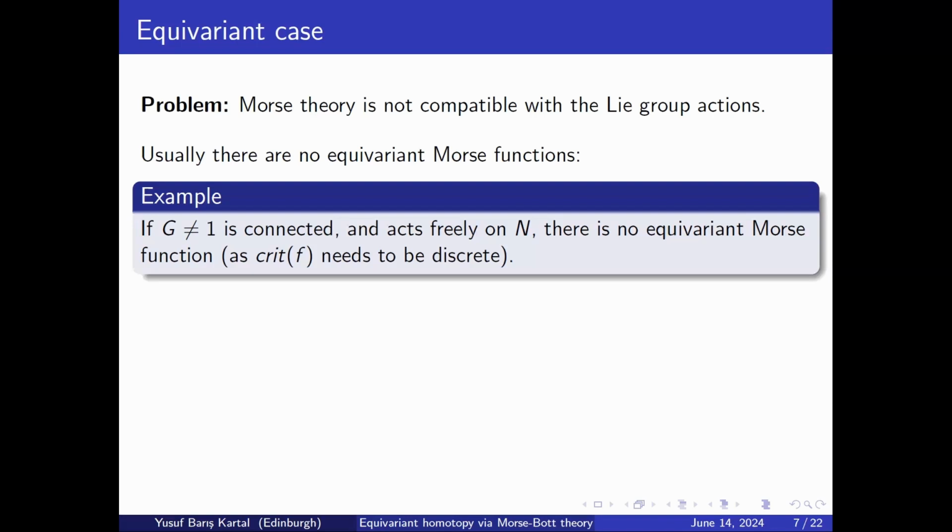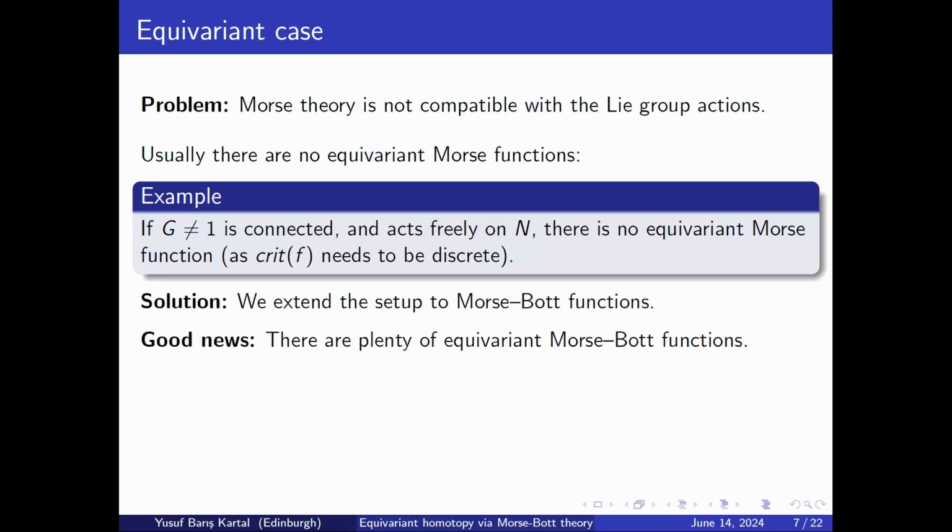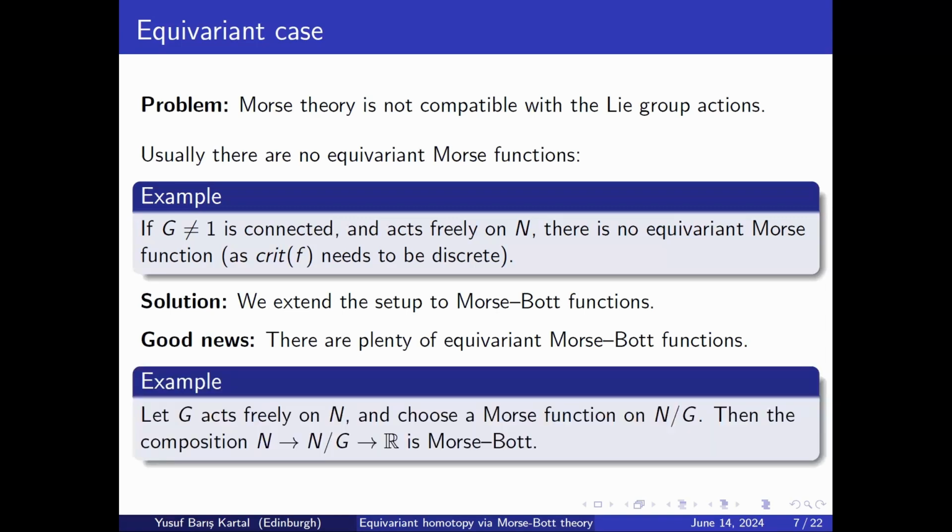The solution to this is to extend the setup to Morse-Bott functions. I'm going to introduce this. There are plenty of equivariant Morse-Bott functions. The example here is the same example: the non-example above turns into an example. You take a free action and you choose a Morse function on the quotient. Then the composition from N to N mod G to R is Morse-Bott.